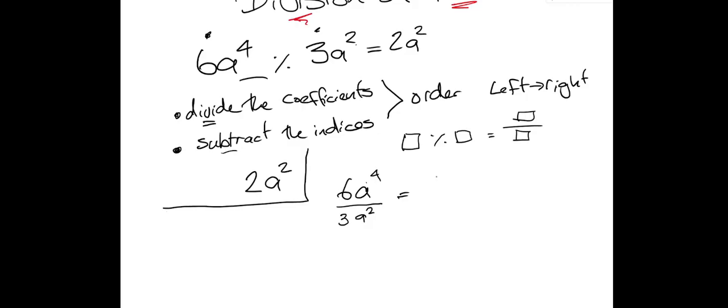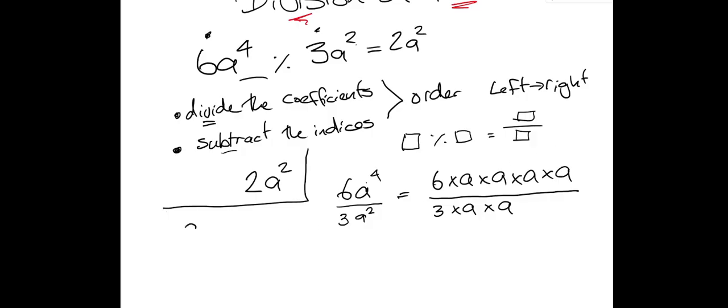6a to the power of 4 is 6 times a times a times a times a. And you can see why we use the indices notation there. Divided by 3 times a times a. And I'm using a because this is the form that will be given to you in your exam.